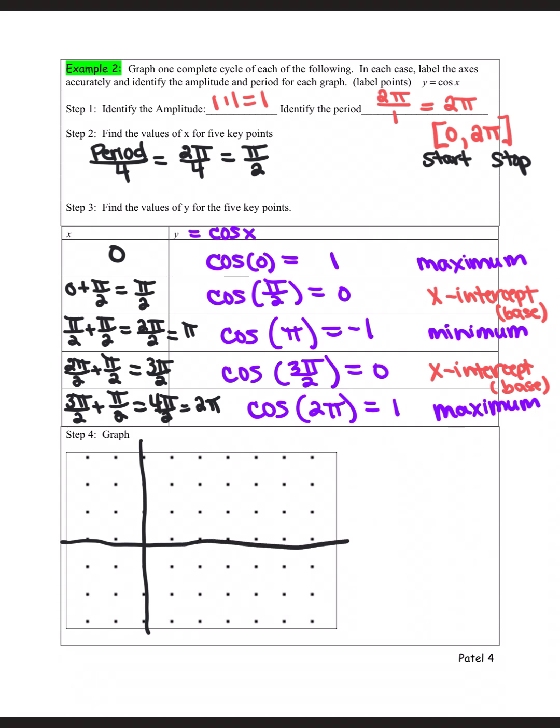If I just label the x-axis, I can count by pi over 2. So there's pi over 2, 2 pi over 2, which is pi, 3 pi over 2, and then 4 pi over 2, which is 2 pi. Notice we were counting by pi over 2. Each little space is pi over 2. This is just 1 period. We would continue in that manner if we were doing 2 periods.